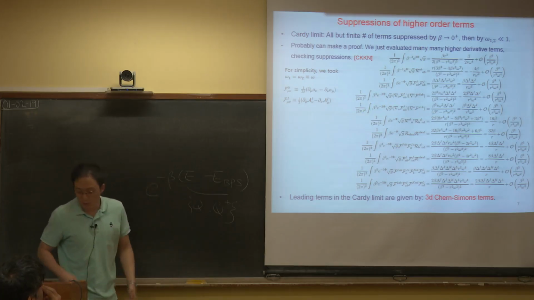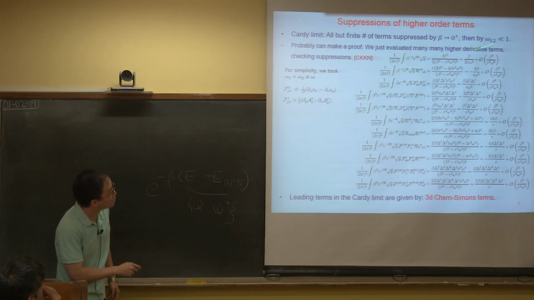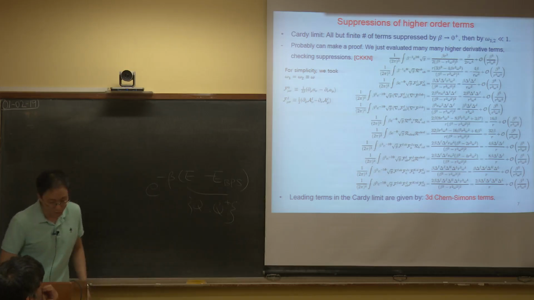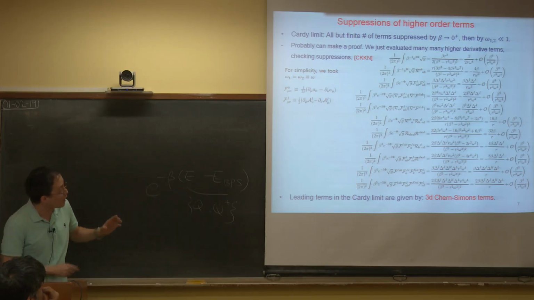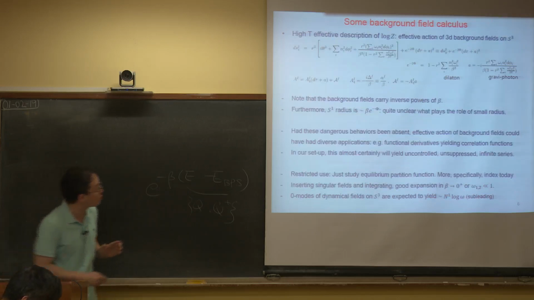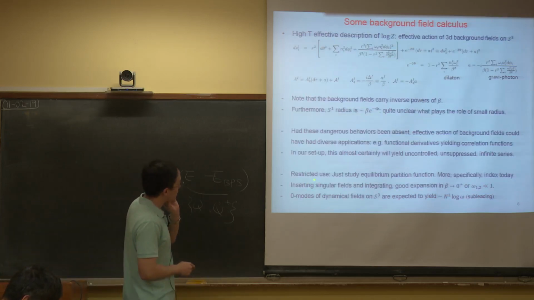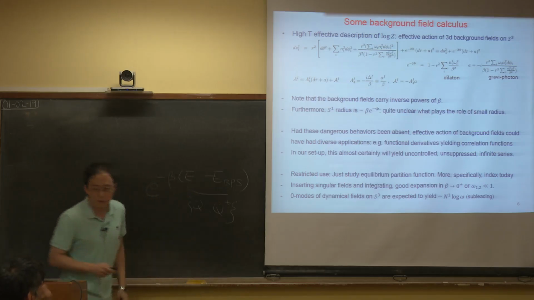infinite towers of terms are indeed suppressed, and these suppression parameters are small betas or these angular momentum parameters. So at least for this purpose, I regard this derivative expansion as a high temperature expansion of my free energy, and that seems to be working well. Okay? Yes, so I'm going to make a restricted use of this effective action, although the background seems to be taking some dangerous values. Can the beta cube terms go away?